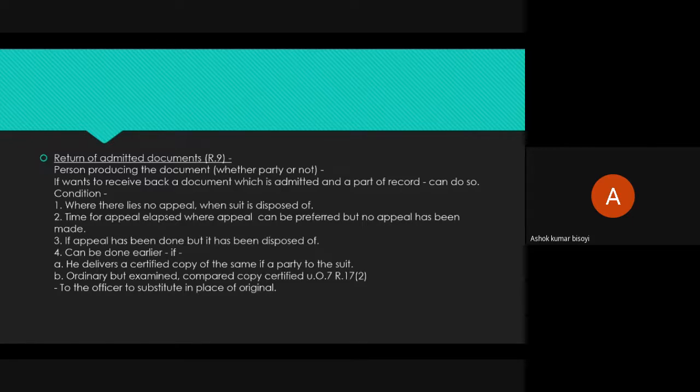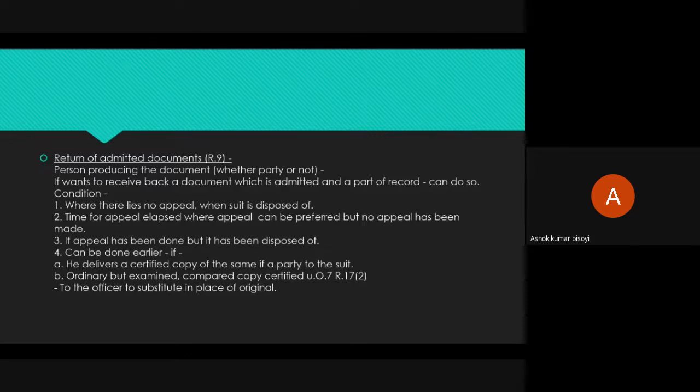Third is, where an appeal has been preferred, the appeal is disposed of, in that case he can also get it back. So in these three cases he will get it back without doing anything. If all these time periods have been complied with, he'll get it. Like if there is no appeal and the suit is disposed of, or if there is an appeal, either the appeal period has expired and no appeal is preferred, or the appeal is preferred and it has been disposed of. Also it can be gotten back earlier as well.